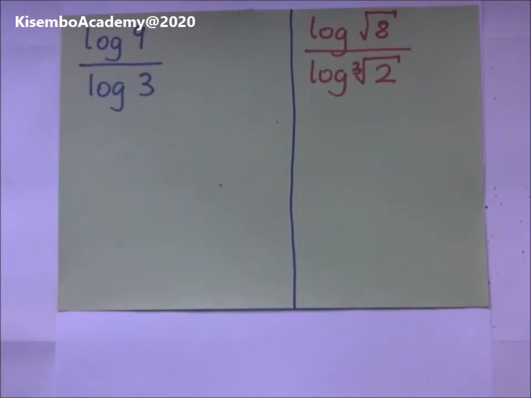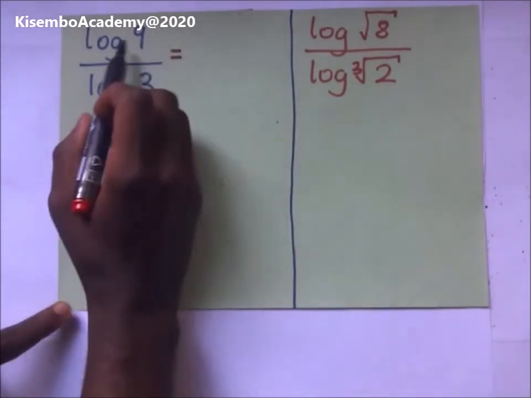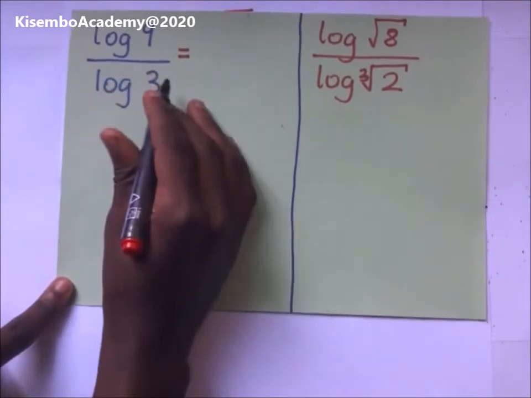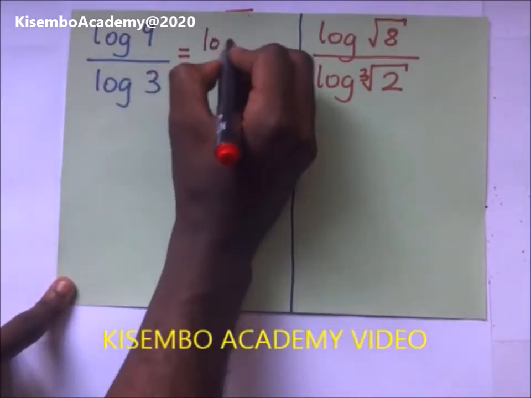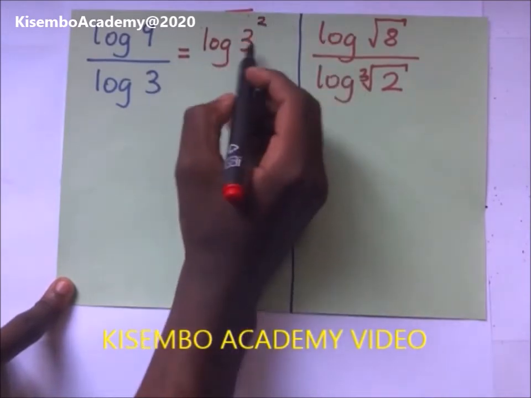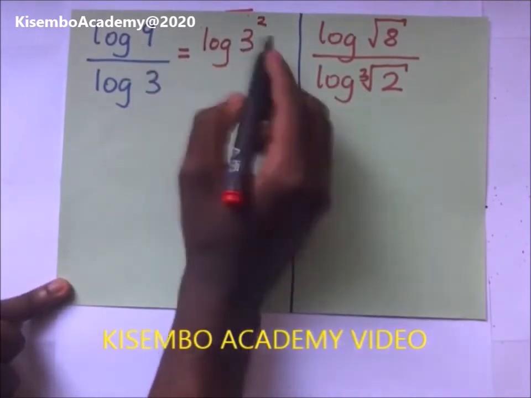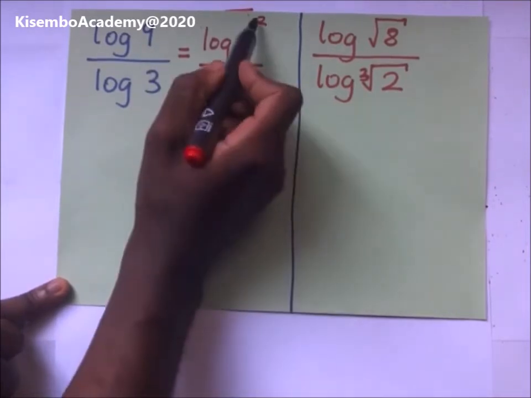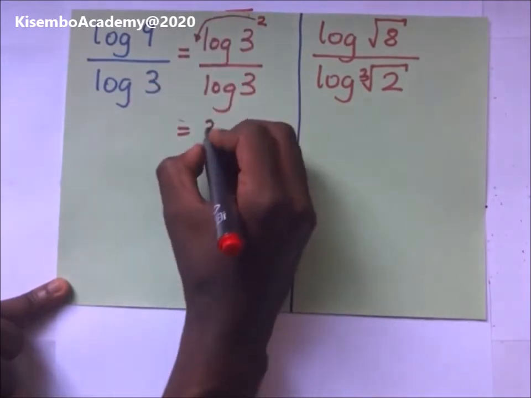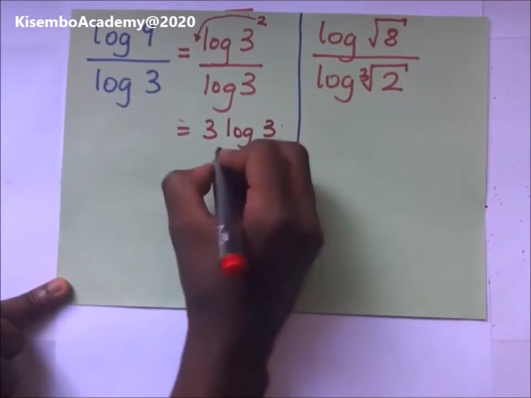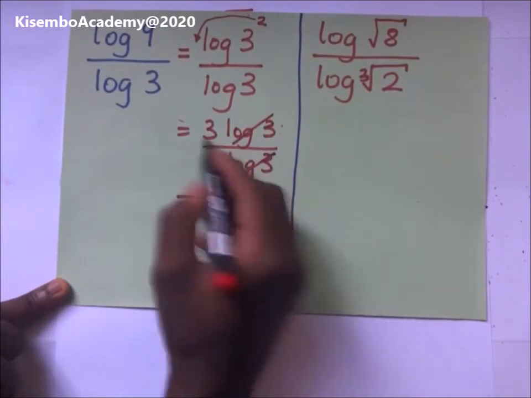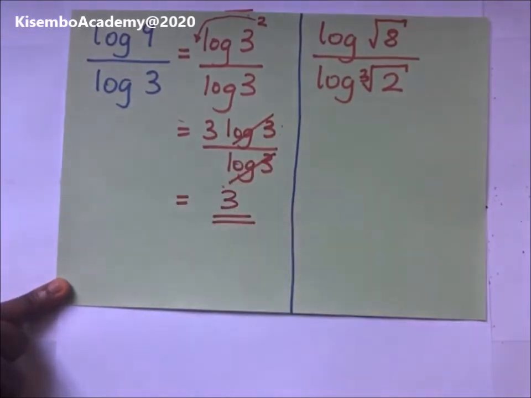We have log of 9 over logarithm of 3. We simplify this. Log 9 is the same as log of 3 squared, because 3 times 3 is 9. These logarithms have the same base, so the base is 10. So it's log of 3 squared divided by log of 3. When this 2 shifts and comes here, it becomes 2 times the log of 3, divided by the logarithm of 3. And that will cancel. You remain with 2 as your answer.